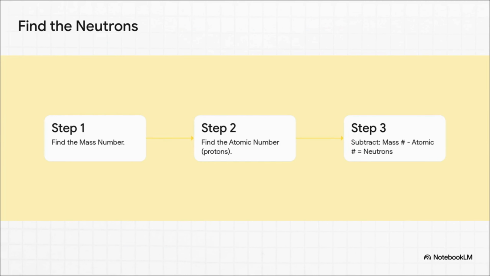Now, this is really useful because it lets us figure out the number of neutrons, which can be a bit tricky. It's a simple little math problem. Step 1, you find the mass number. That's the total. Step 2, you find the atomic number. That's just the protons. And step 3, you just subtract. The total mass minus the protons leaves you with the neutrons.